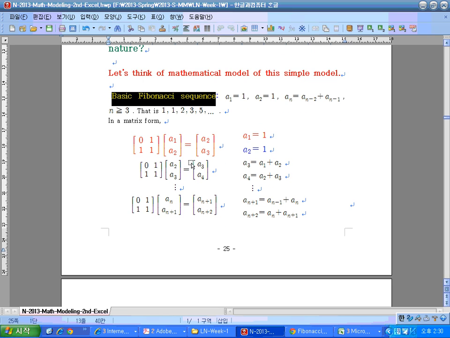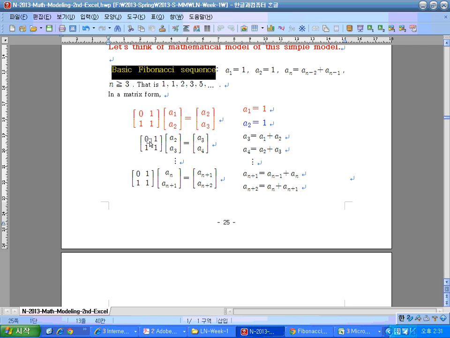in this way. As you see here, if you multiply this 2 by 2 matrix on here, then you will see this A1, A2 goes to A2 and A3. And this A3 is the addition of A1 and A2. So A3 is the addition of the previous two terms.